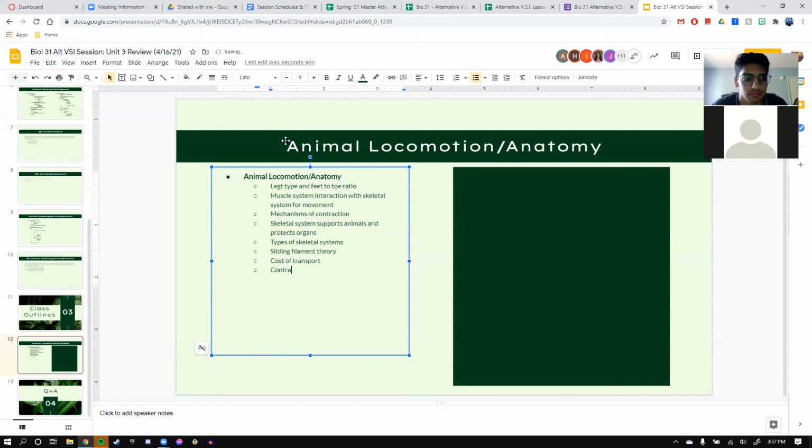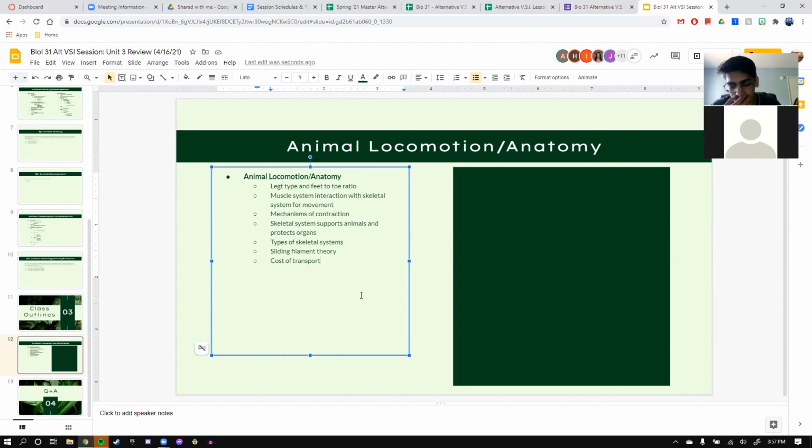Contraction cycle of muscles. Contraction cycle of muscles. I'll leave that up to mechanisms of contraction and sliding filament theory in terms of the contraction cycle of muscles. Can you explain the cost of transport?